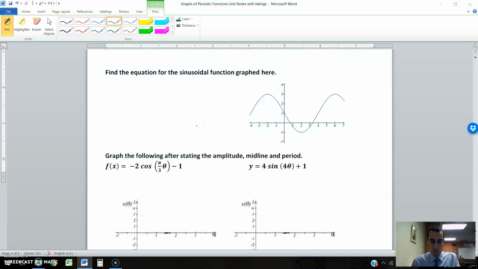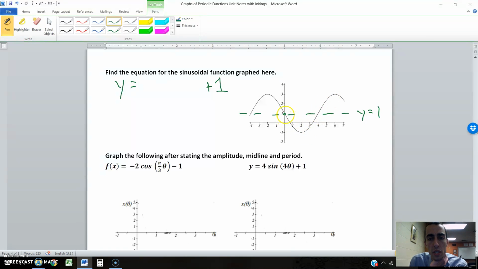Now we're given a graph, we need to find an equation. So first thing I'd like to do is have us identify what the midline is. It appears that the midline is right here, at y equals 1. So whatever our equation is, we're going to have a +1 at the end. Now if we start at an x value of 0, it looks like our graph is crossing the midline before going down instead of up.